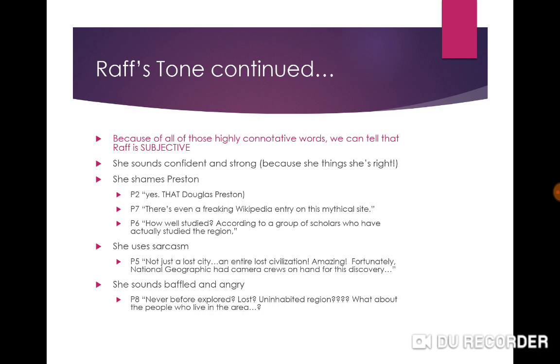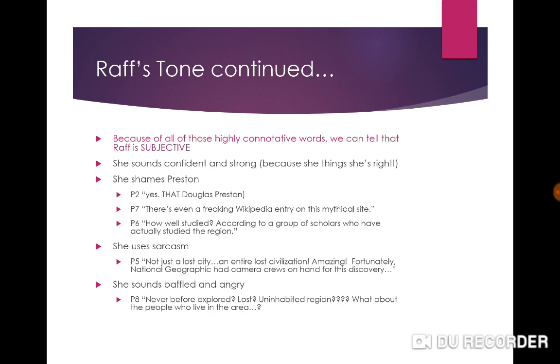She uses sarcasm in paragraph 5 when she's reacting to Preston's article. She says, not just a lost city, an entire lost civilization. Amazing. Fortunately, National Geographic had camera crews on hand for this discovery and put together a National Geographic Explorer program. So here, she doesn't mean that. That's all sarcasm, right? Sarcasm is when you say the opposite of what you mean. Here, she doesn't think it's amazing. And she's not fortunate they had camera crews on hand to document it and put it online. She doesn't think any of that's good. So she's using sarcasm because she's angry.